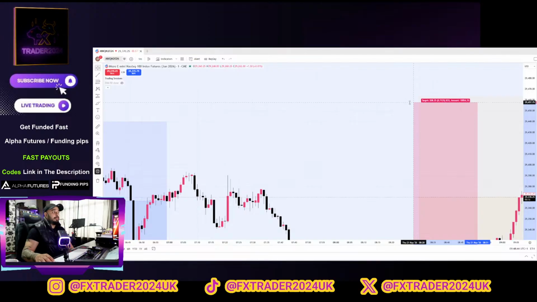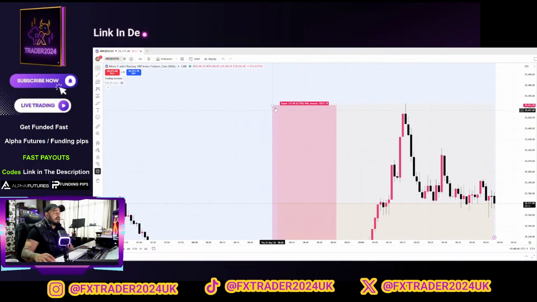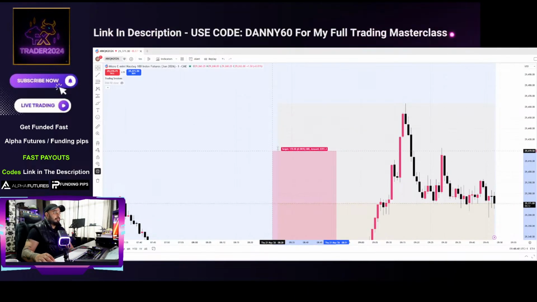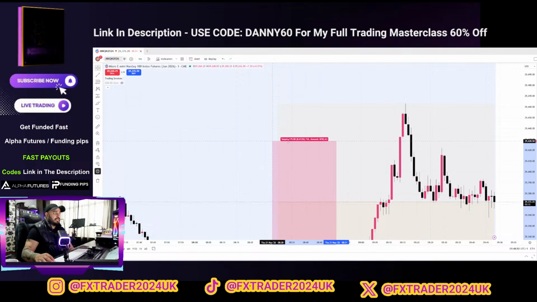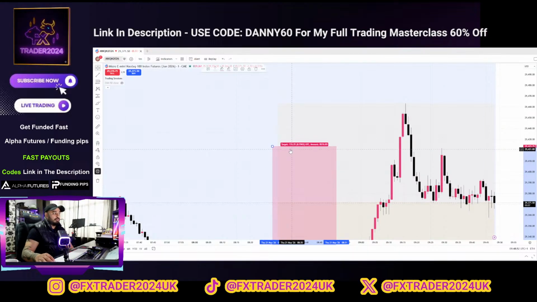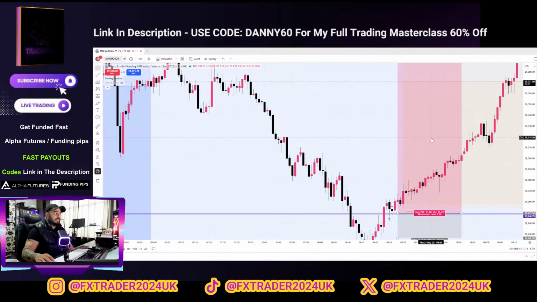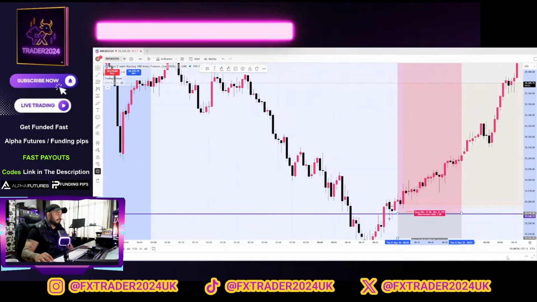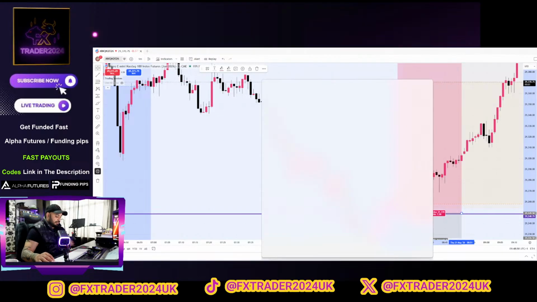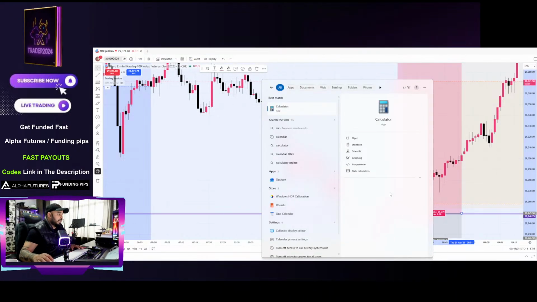What are you trading? I'm on MNQ. This is the highest point it went to. My trade would have probably come out by here, maybe, or maybe here. Probably wouldn't have reached all the way to the top. But again, that is a 1 to 7. So then if we just get the calculator out.